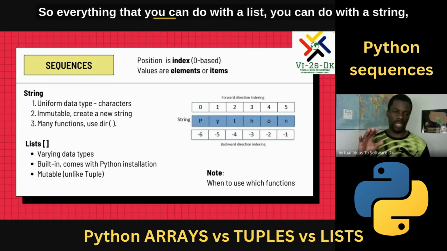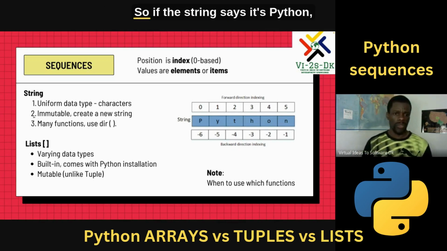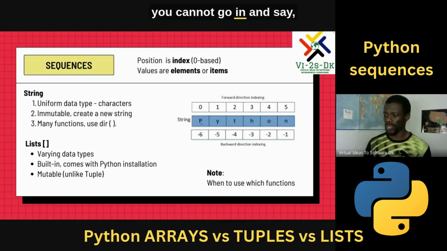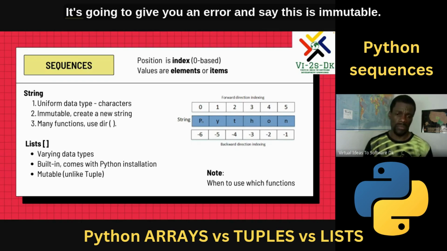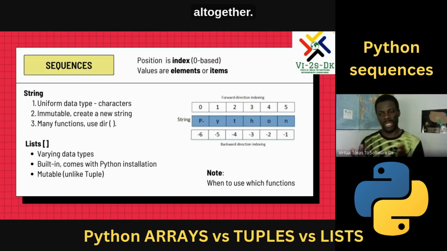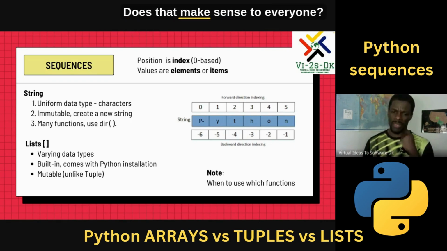So everything that you can do with a list, you can do with a string, except for the part that the strings are not mutable. So if the string says it's Python, you cannot go in and say, change the very first element or the 0 index, change it from P to C. It's going to give you an error and say this is immutable. So what you need to do is create a new string altogether that has that different value in the first index. Does that make sense to everyone?